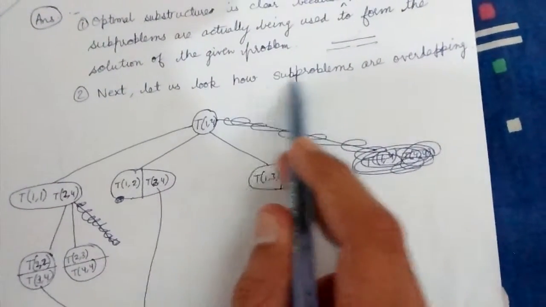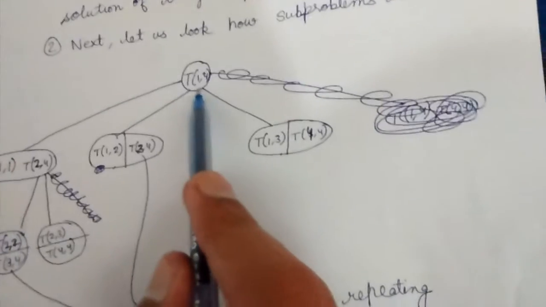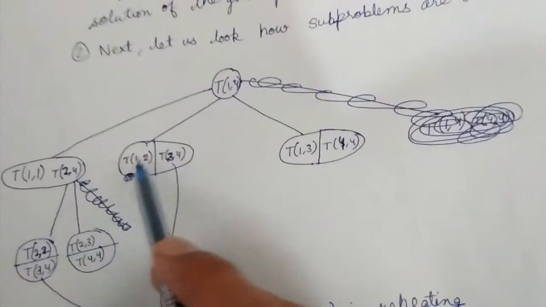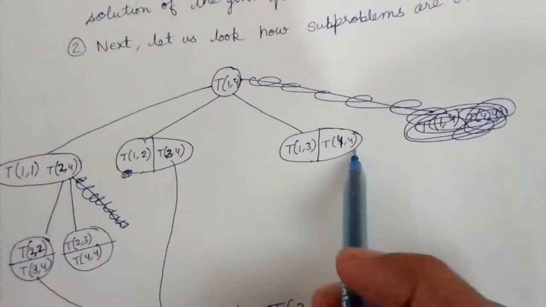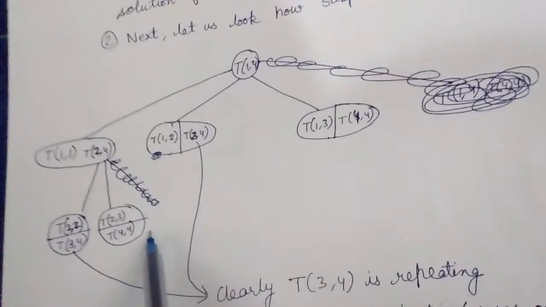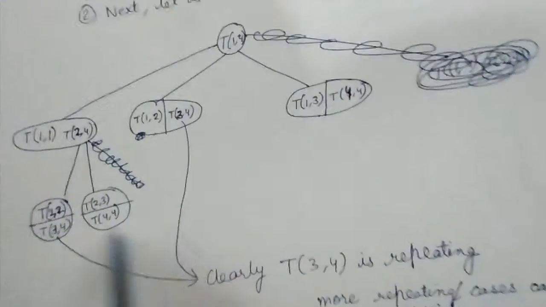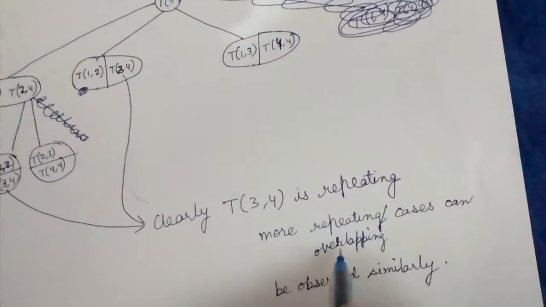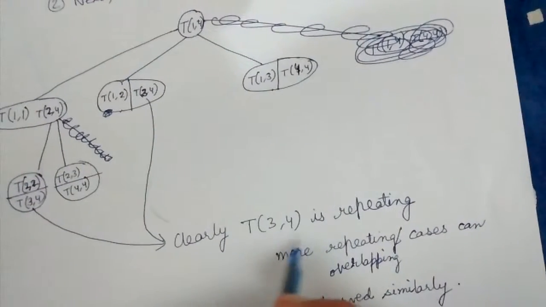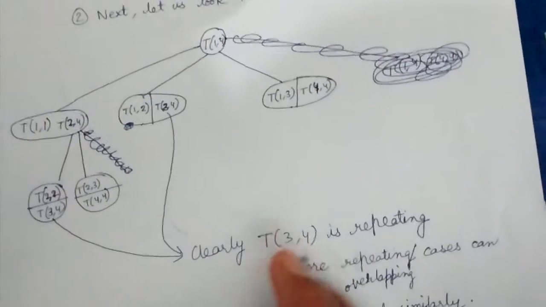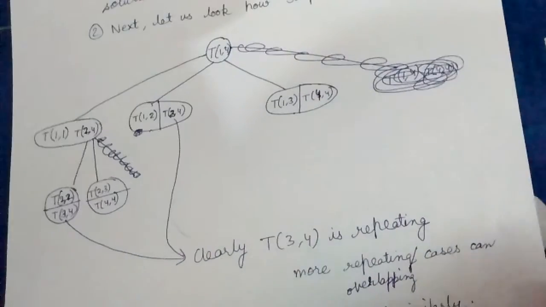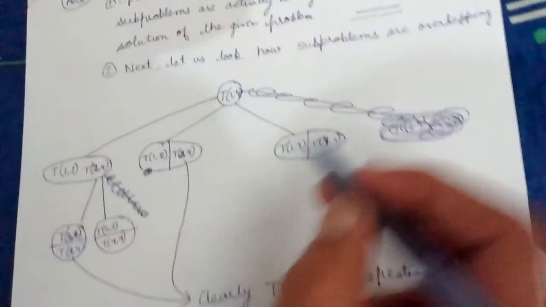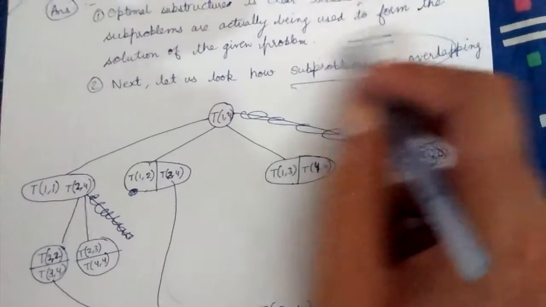Now let us look at how subproblems are overlapping. Let us take a simple example, T(1,4). It is divided into T(1,1) and T(2,4), T(1,2) and T(3,4), and this is further divided into these. So these two overlapping subproblems can be observed, which is T(3,4). It is repeating, and similarly more repeating cases can also be found in this recursion tree. So you can observe these repeating cases, and this also follows the overlapping subproblems property.